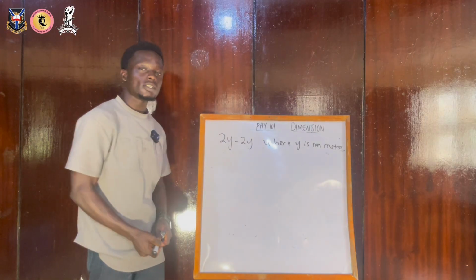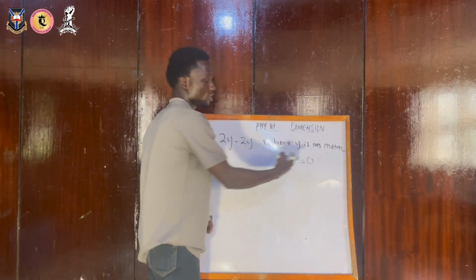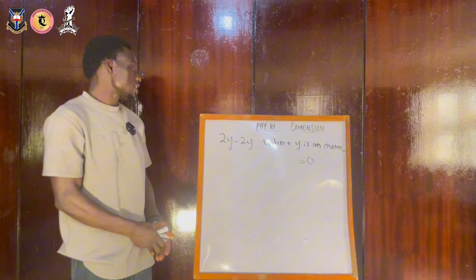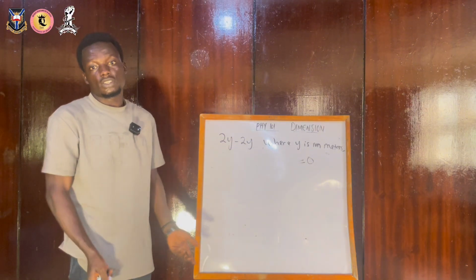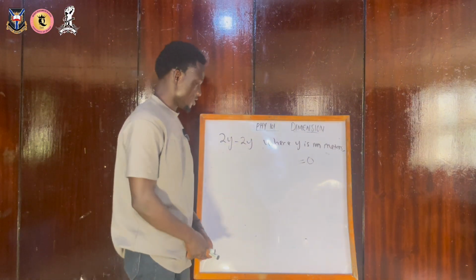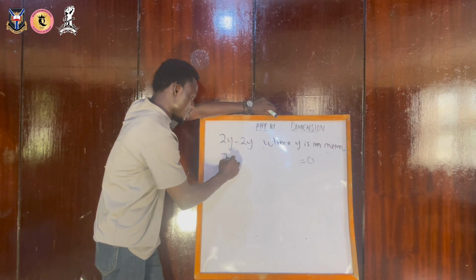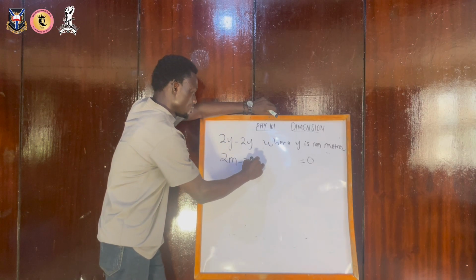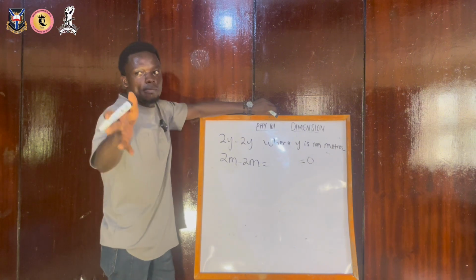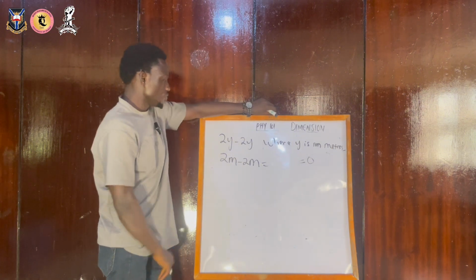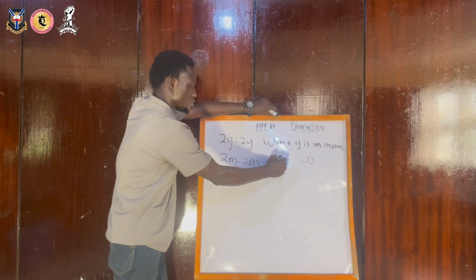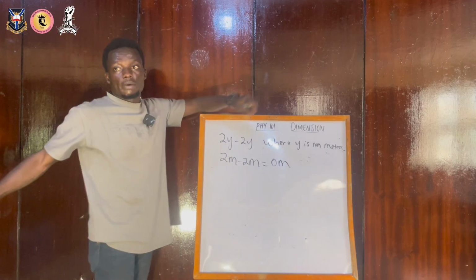Now, you'll be tempted to say the final answer is 0. Mathematically, if you subtract 2y from 2y, you are going to get 0. But as far as dimension is concerned, since our y is still in meters, we can conclude that this is 2 meters minus 2 meters. For dimension, this is just the easiest way to do it. 2 meters minus 2 meters, you are going to get 0 meters. Am I right?